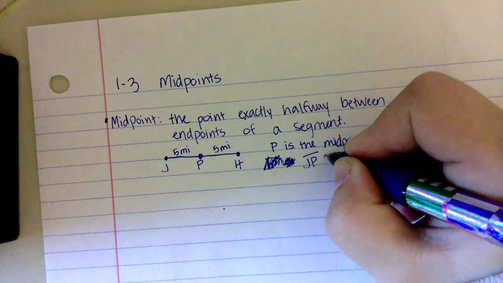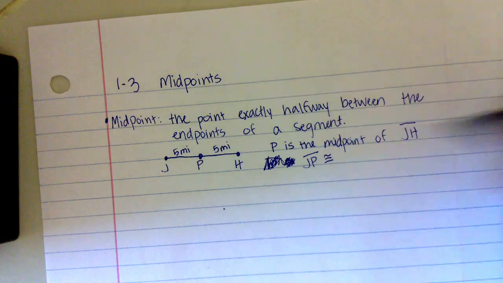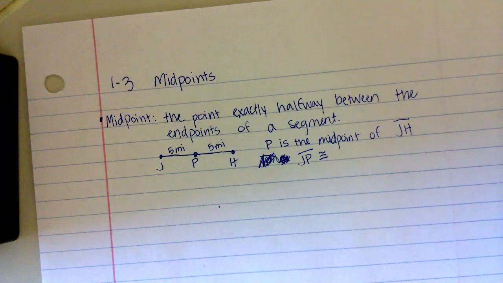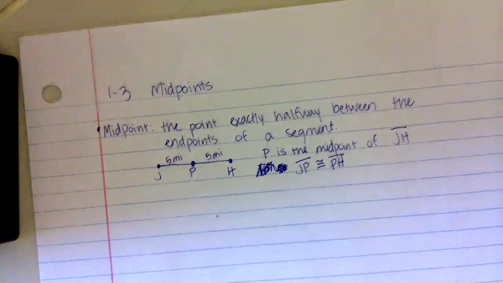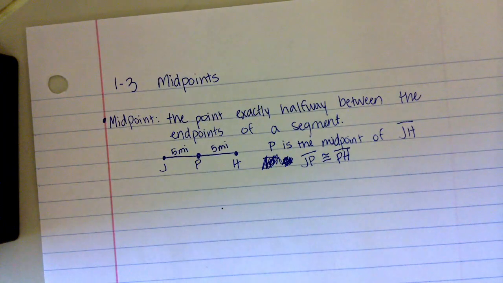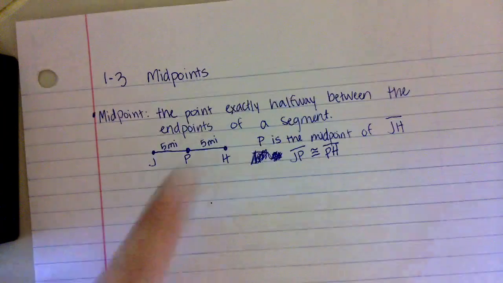JP is congruent. There we go. It's a little bit better. Remember, it's an equal sign, kind of with that squiggle, to PH. So that means they're the same. They're equal. 5 and 5.